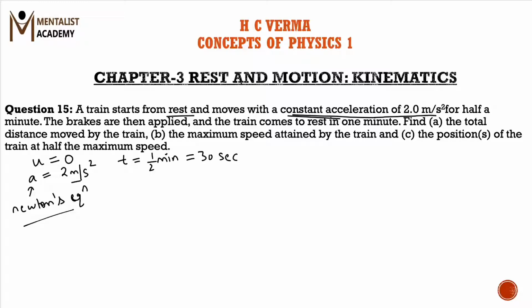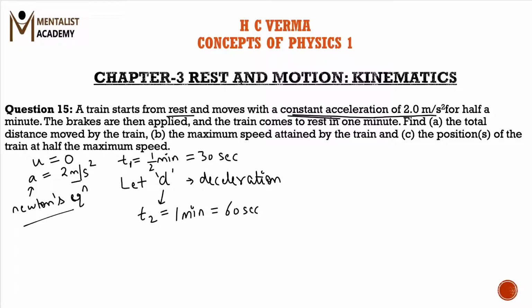The brakes are then applied and the train comes to rest in 1 minute. So the brakes are applied. So let us assume, let the deceleration due to the brakes applied be d. And for how long it is applied? For t2 is equal to 1 minute, that is 60 seconds.